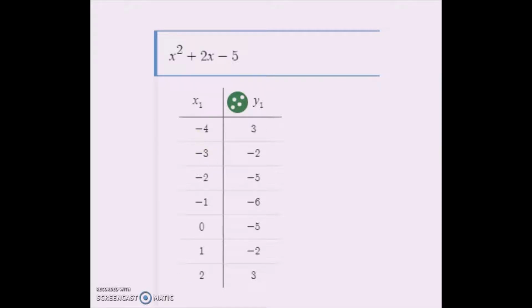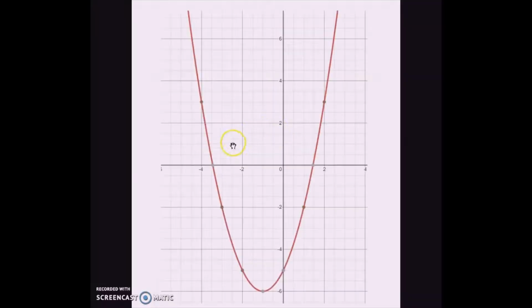So when you plot this on a graph sheet, what does it look like? See, when x is equal to negative 4, y is equal to 3. So you keep on plotting this, and this is what the graph looks like.